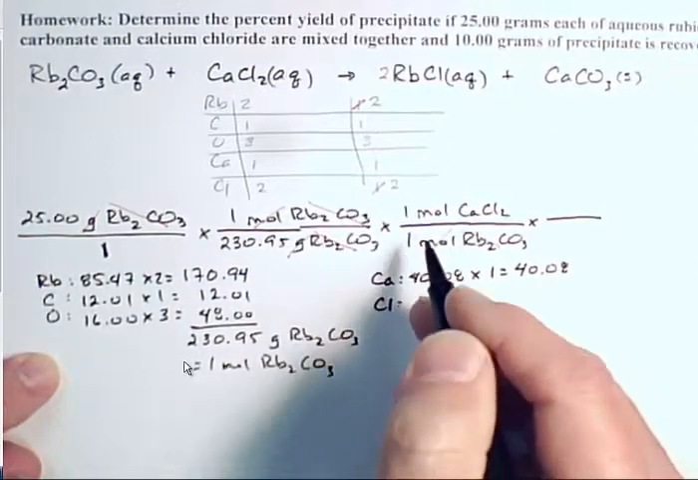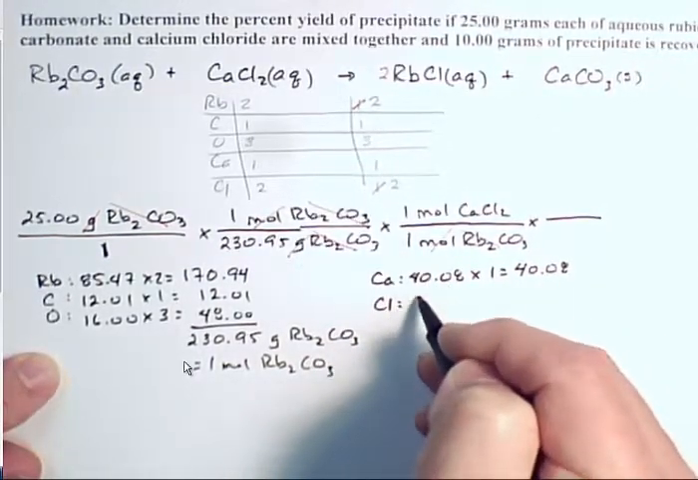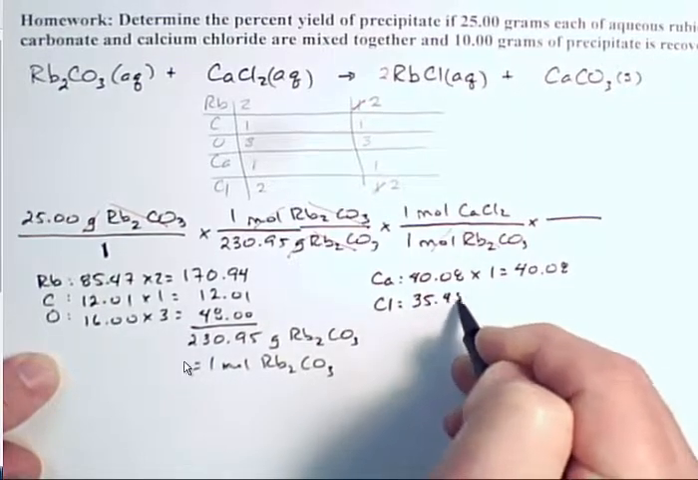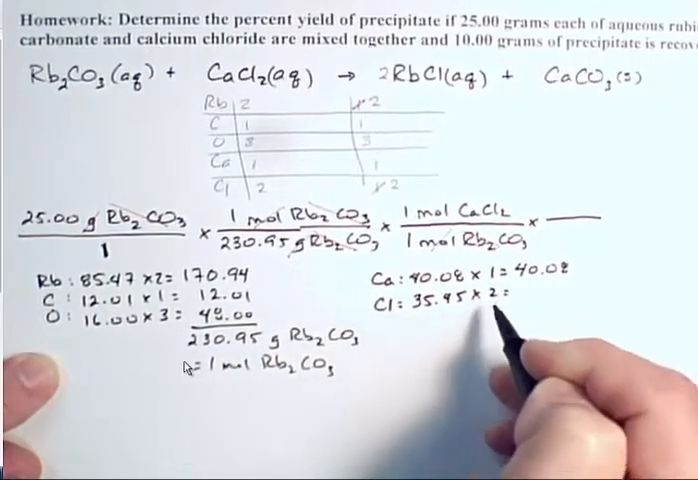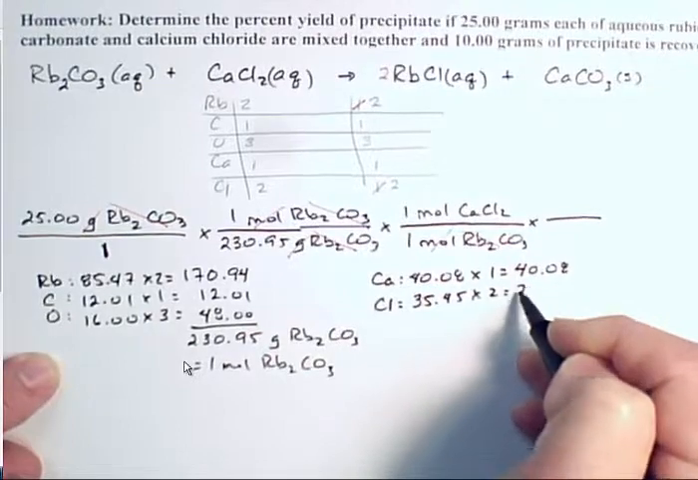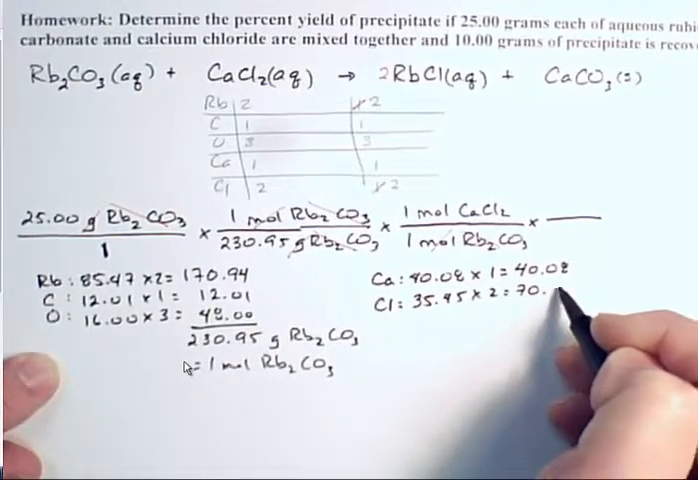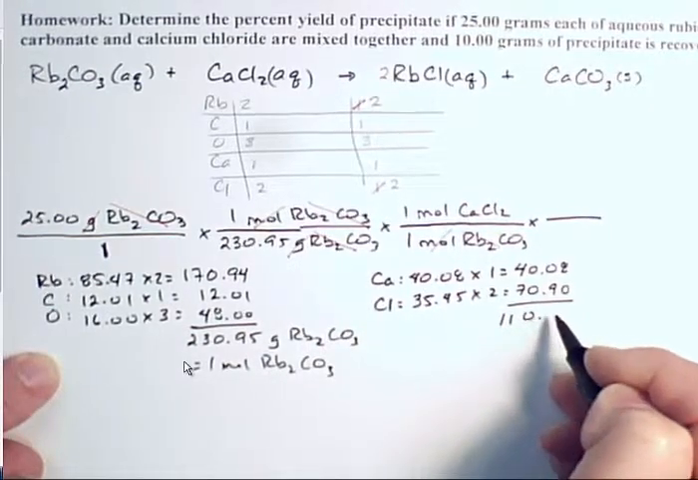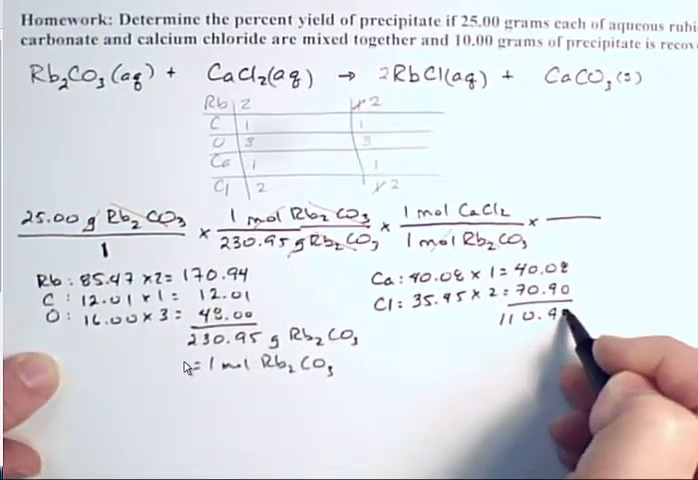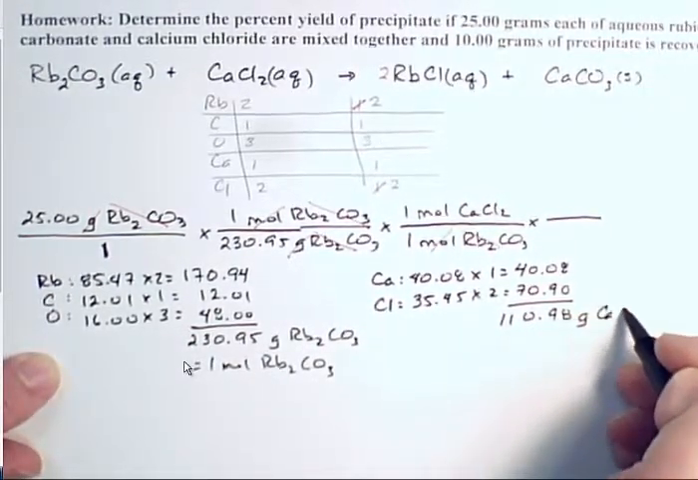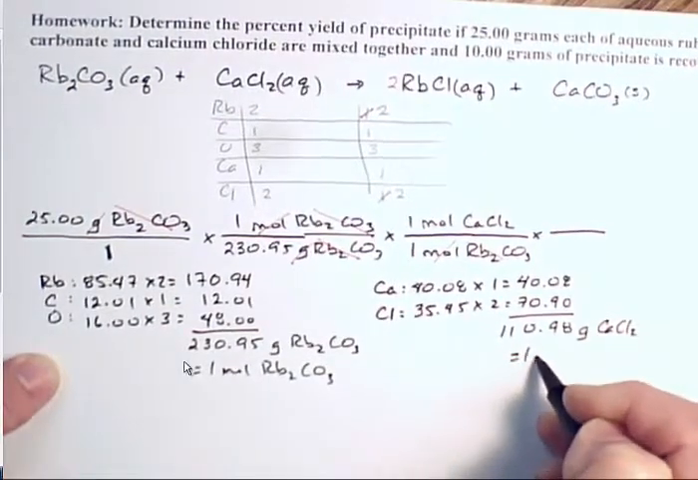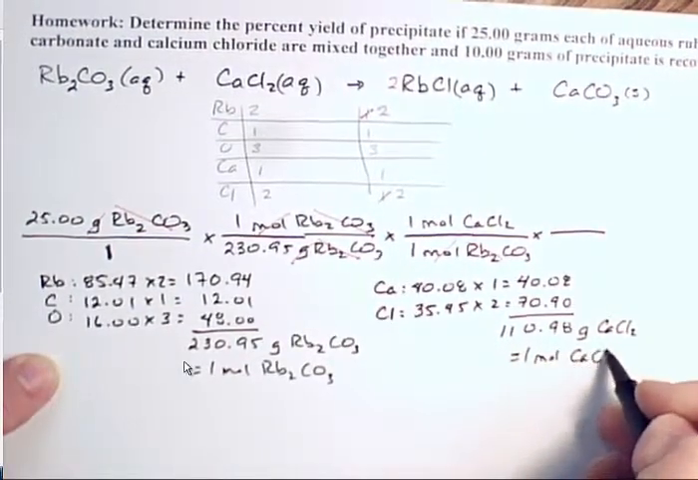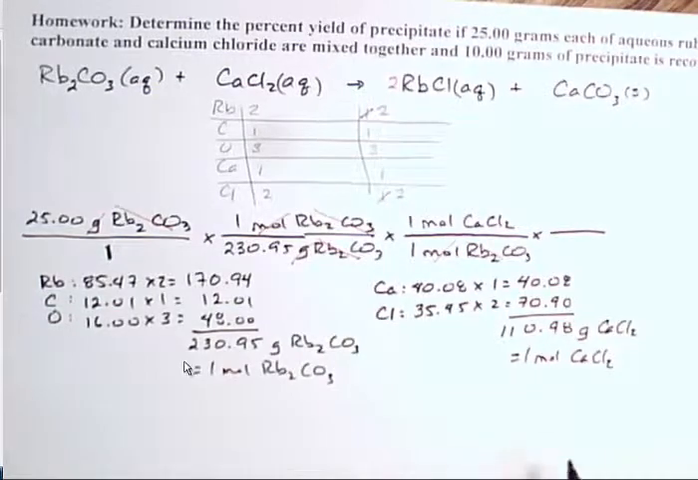Chlorine's atomic mass is 35.45. And we have 2 of those. We multiply those together, we get 70.90. Add those together, we get 110.98 grams of calcium chloride, and that's equal to 1 mole of calcium chloride.